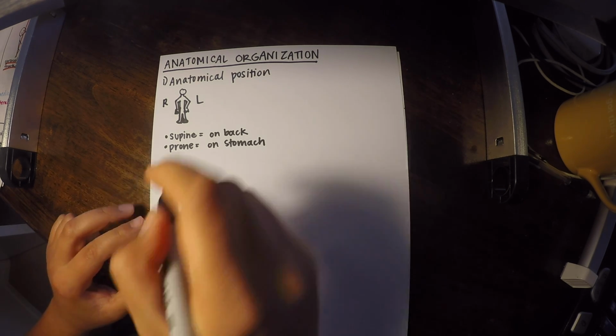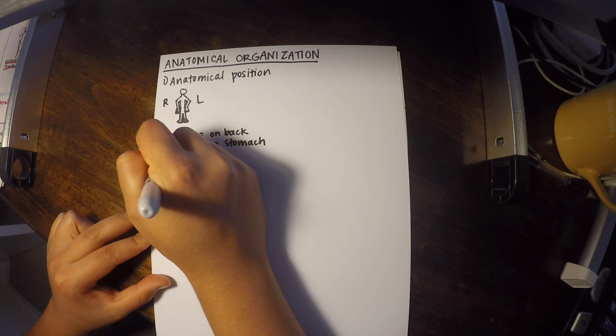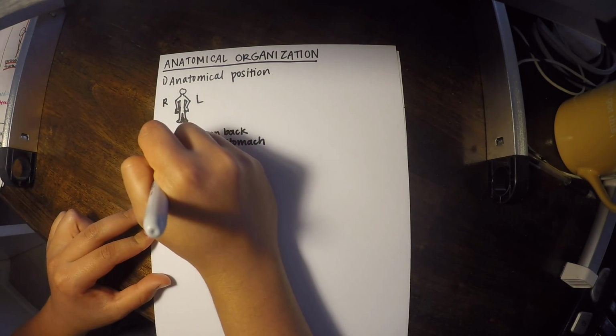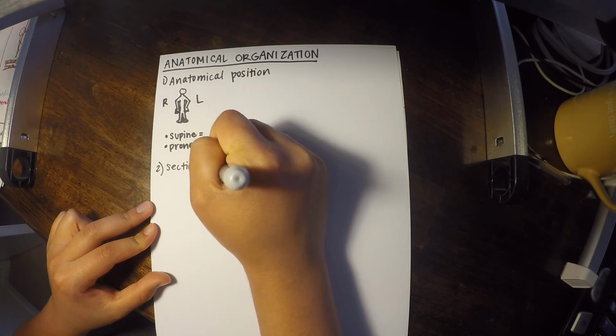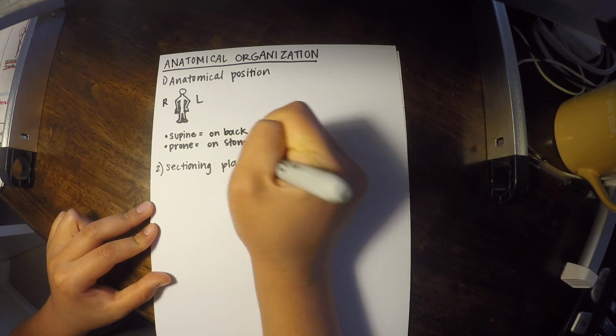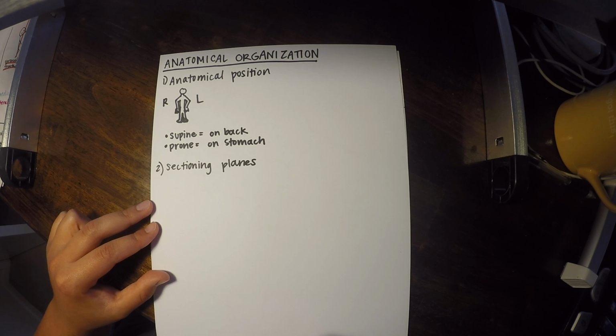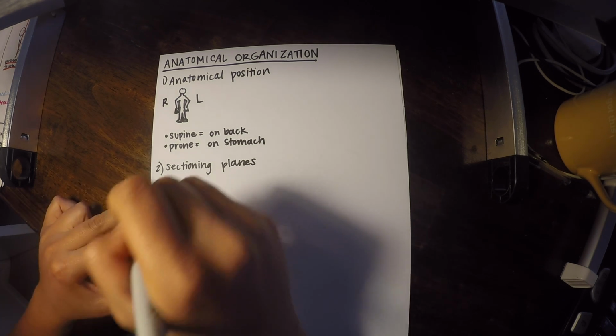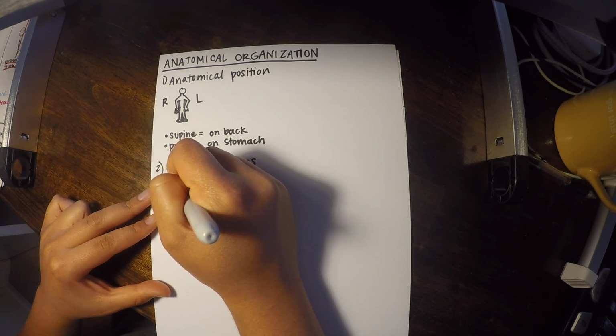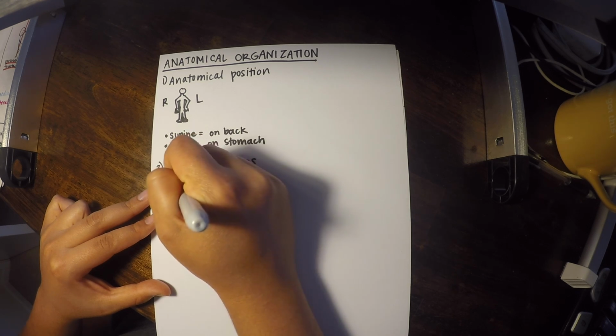All right, so our next thing we're going to talk about is something called sectioning planes. For sectioning planes, that really means how we're cutting up the body. It'll make more sense in a moment, but I'm going to draw 3 little people here and review what these 3 different planes are.